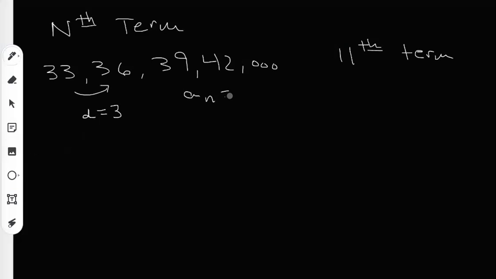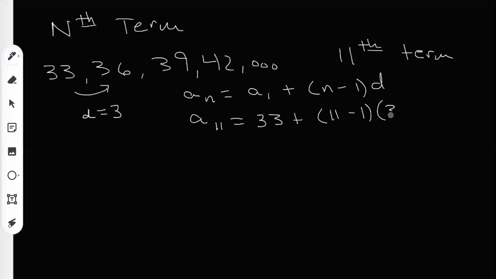So when I go to my formula for the nth term, and I'll write it out so you can see it, I'm going to let D be 3. So I'm going to get A11. Since my n is going to be 11, I'm trying to find the 11th term. I know my first term is 33. My n is going to be 11, and the d is going to be 3. So now I know enough numbers to figure it out.